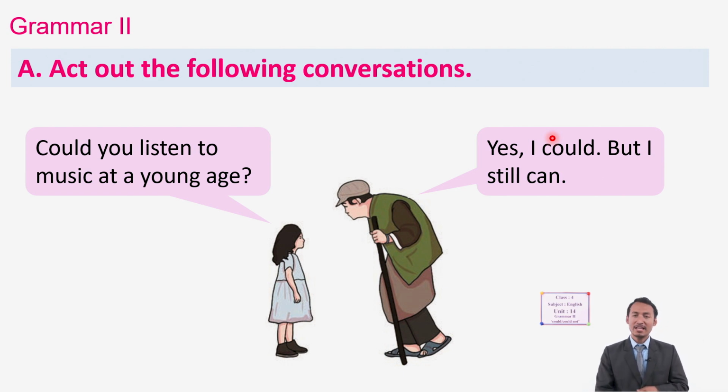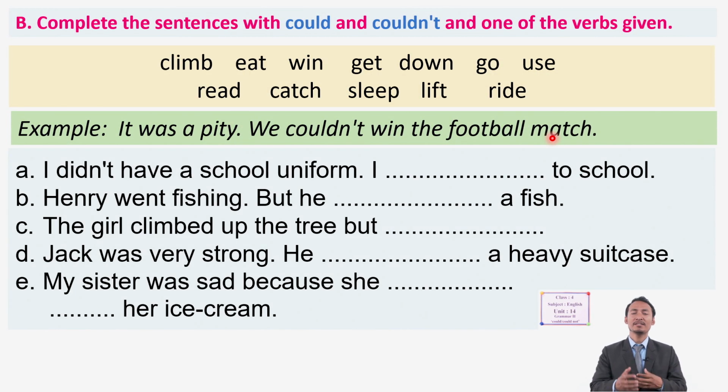Yes. Okay, students, now let's have a look at exercise B here. We have a completion exercise. We have been given a list of words: climb, eat, win, get down, go, use, read, catch, sleep, lift, ride. These are the words, and you now have to fit them here with could or could not. You need to add could or could not before them. Let's read the example here. It was a pity we couldn't win the football match. Look here. Why is it a pity? Because we couldn't win the football match.